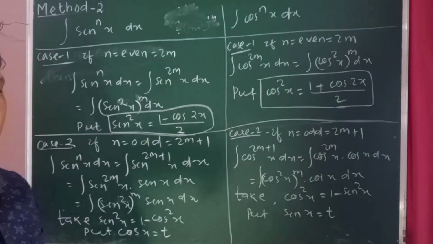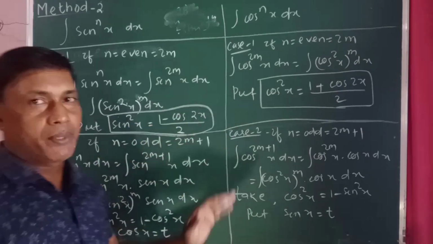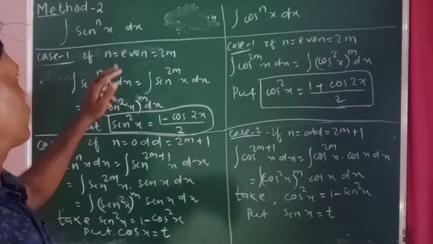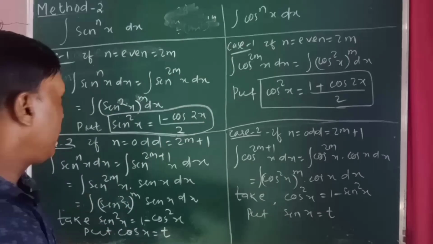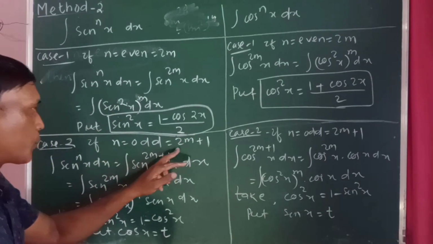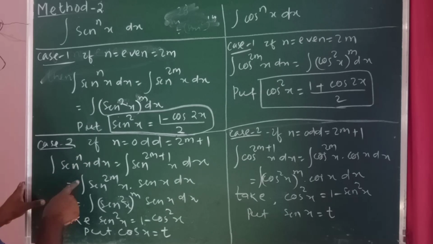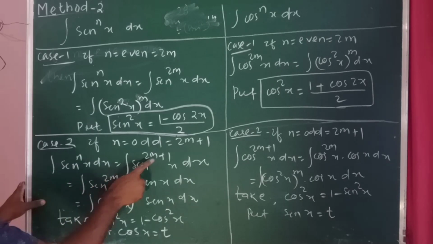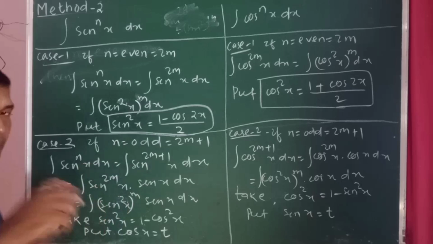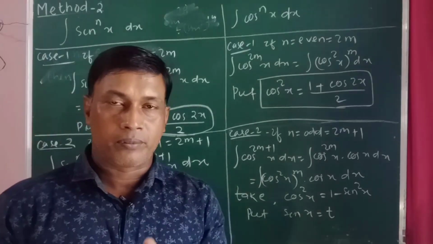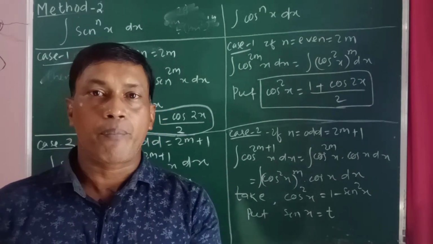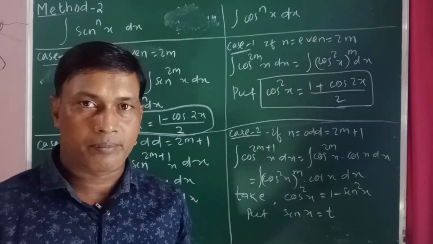These two are very important, but these two will be substituted only for even powers. If n is odd, suppose 2m plus 1, then sin to the power n x dx is sin to the power 2m plus 1. Now if the power is odd, then separate one factor from the integrand.